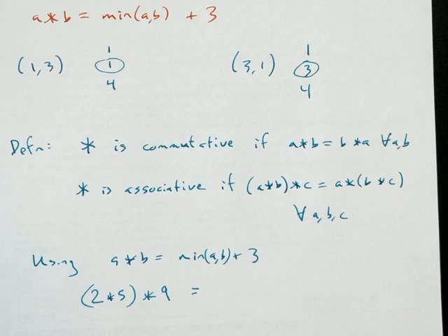Would you have to do the whole operation on just the parentheses and then the whole operation on everything else? So we're going to start with 2 star 5. What's 2 star 5?